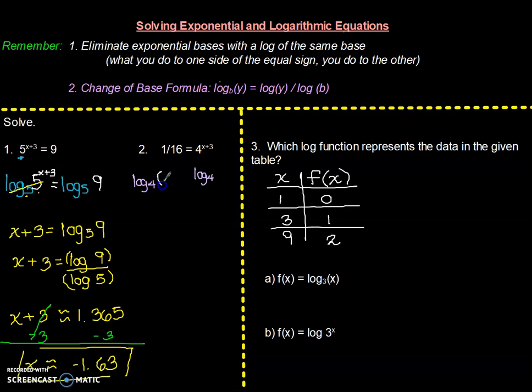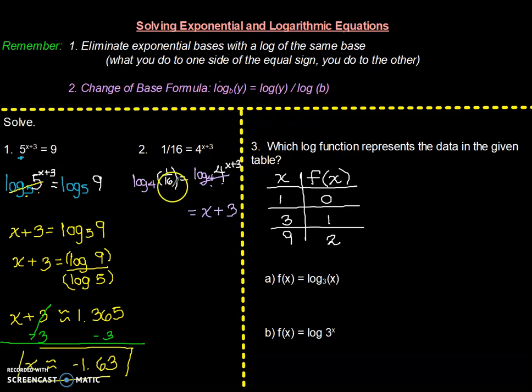So that 1/16, I'm going to bring down, and that 4 to the x plus 3 power, I'm going to bring down. I know on the right side of the equal sign, I have the log and exponential base that are the same number. They eliminate one another, leaving you with x plus 3. Here, I can't actually calculate this in a scientific calculator. It'll only calculate a base of 10 for log. So I'm going to use the change of base formula again.